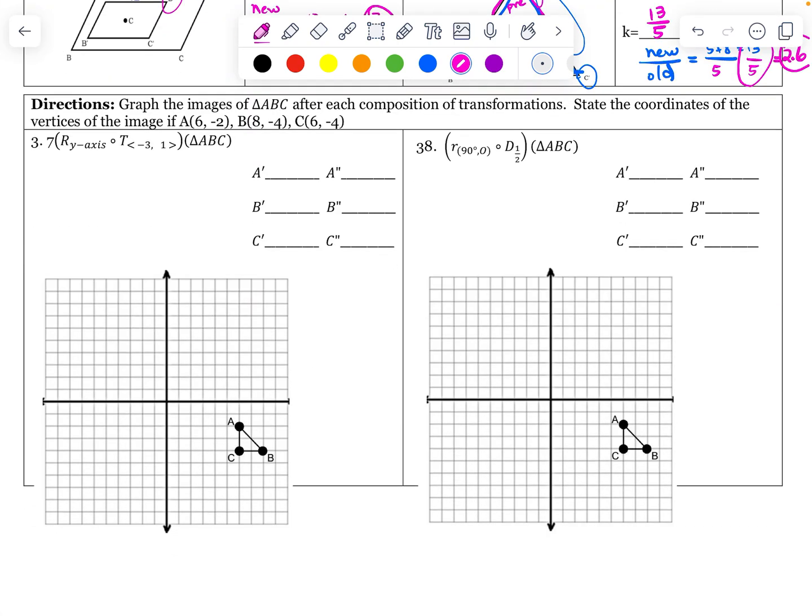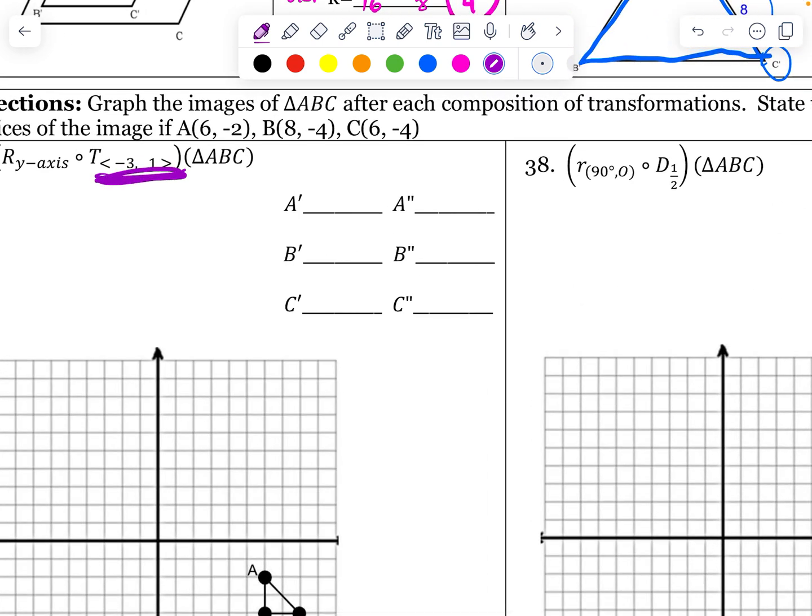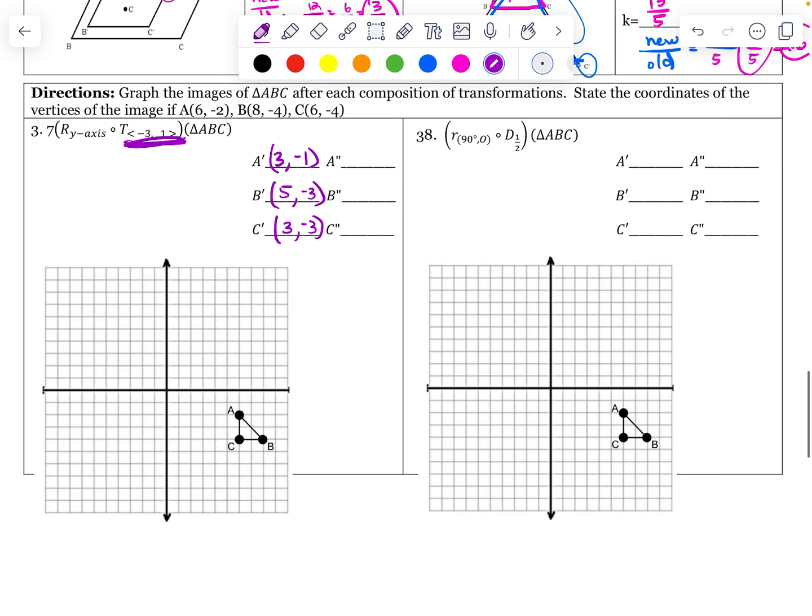We have some compositions. Remember, you have to do the one closest first. So we are going to go left 3, up 1 first. I'm going to do that in purple. So I'm going to say minus 3, plus 1 to each one of these. So (3, -1). B is going to be (5, -3). And C is going to be (3, -3). I'm going to check this one, make sure I did it right before I do my reflection.